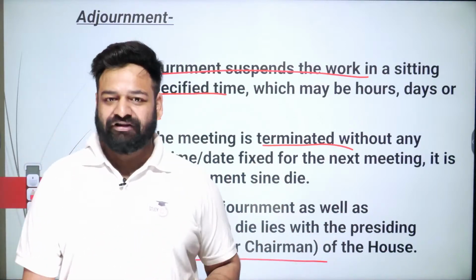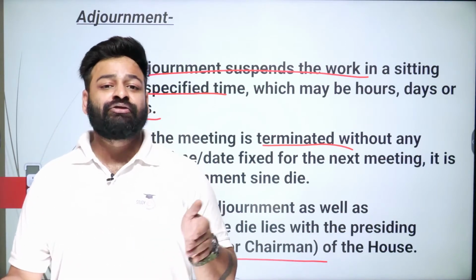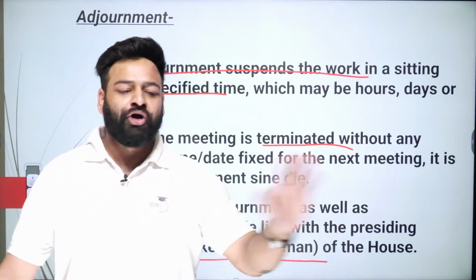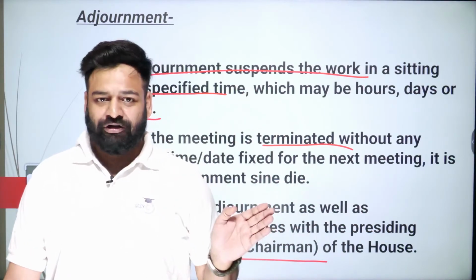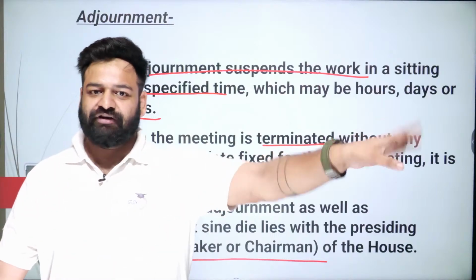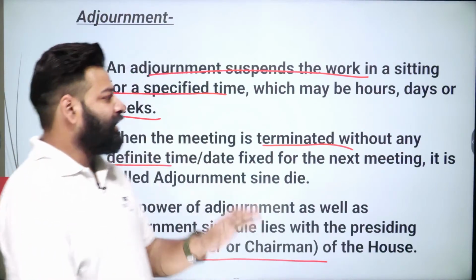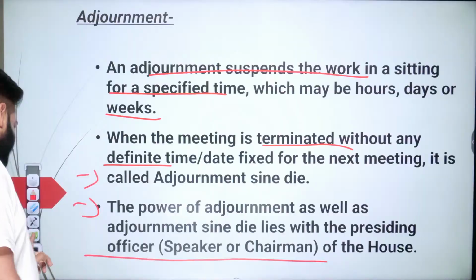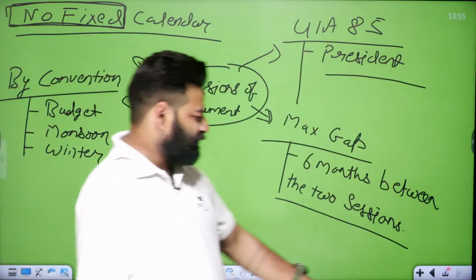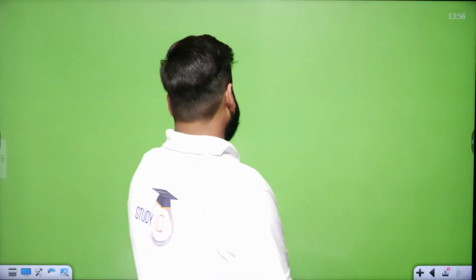And who has this authority? Does the authority lie in the hands of the president? No, the presiding officer of the house. In case of Lok Sabha, it's the speaker. In case of Rajya Sabha, it's the chairperson. So this is what adjournment means. Guys, listen, don't get confused. Next thing we are going to discuss is the prorogue. But before entering the next topic, let's understand the elements of adjournment. Okay, adjournment, here we go.